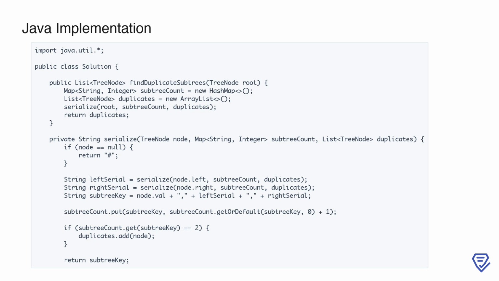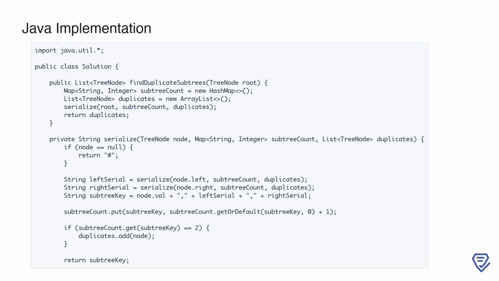The goal of this method is to identify all duplicate subtrees in the tree. To do this, we use a hash map called subtreeCount to keep track of how often each serialized subtree appears, and a list called duplicates to store the roots of duplicate subtrees. The main work is delegated to a helper method called serialize, which recursively traverses the tree.